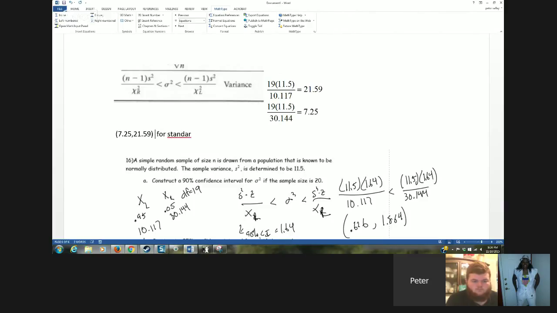And then if I wanted to convert that to standard deviation, I guess I should write this up here. So this is for variance, which is what the question asked. But since you guys are here, I'm going to tell you that the one tomorrow is going to ask about standard deviation. So for standard deviation, we just take the square root of that.